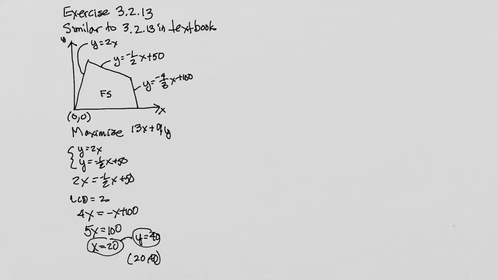Now, to get this point, we're going to set these two equations equal to each other. And if we just solve this equation here, what we're going to get is this. We're going to get x is 60, y is 20. You can verify that if you like. We are going to get this point right here, 60 and 20, and that is this point right here.